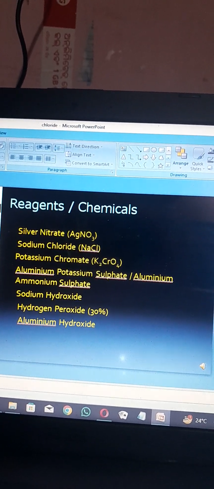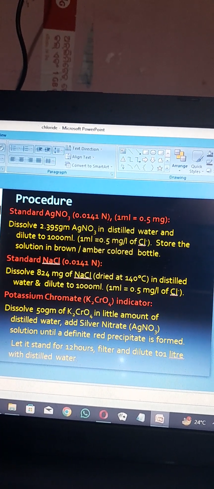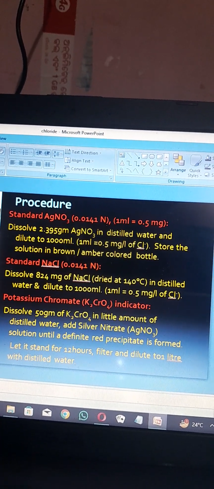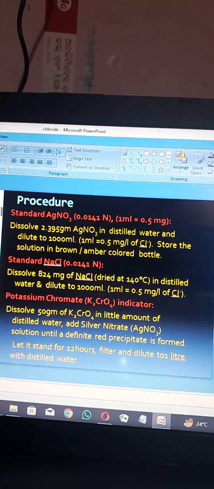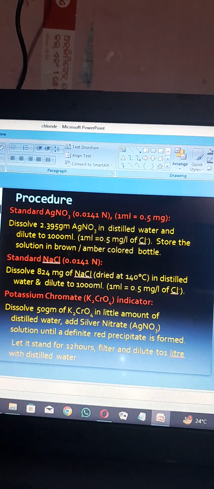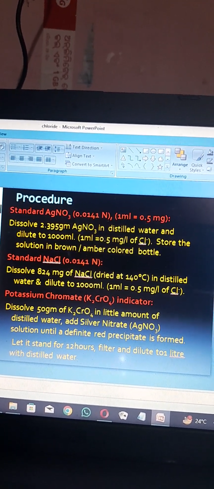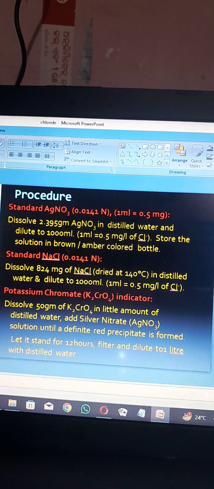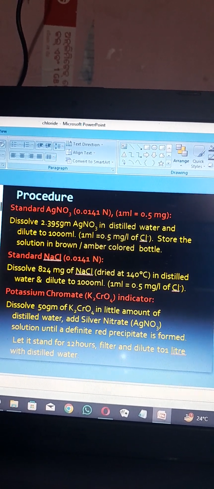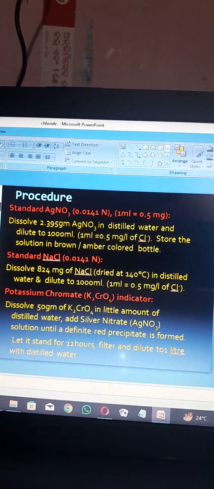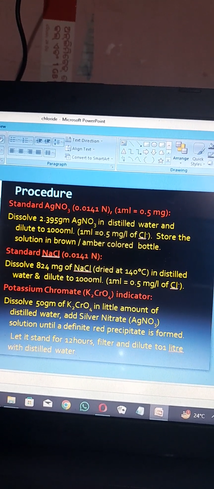Then come to its procedure. The method for the reagent preparation: how do we prepare these reagents? First we have to prepare silver nitrate of 0.0141 normality. For this we have to dissolve 2.395 gram of silver nitrate in distilled water and store the solution in an amber bottle to avoid contamination or reaction.